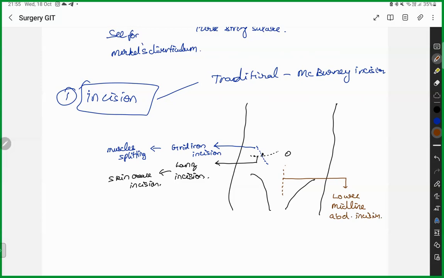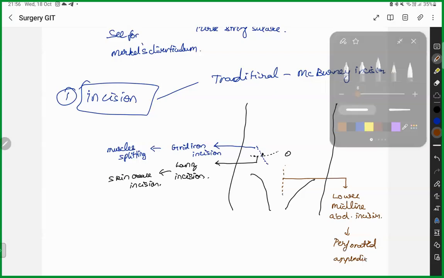Where do you do this more? Lower midline abdominal incision. You give this for the perforated appendix. So if the CT shows perforation, you go for a lower midline abdominal incision for the perforated appendix. And the next one is going to be a Rutherford-Morrison incision. What is Rutherford-Morrison incision?